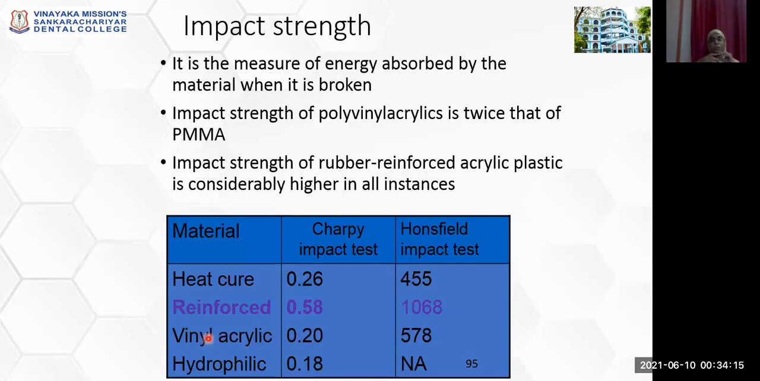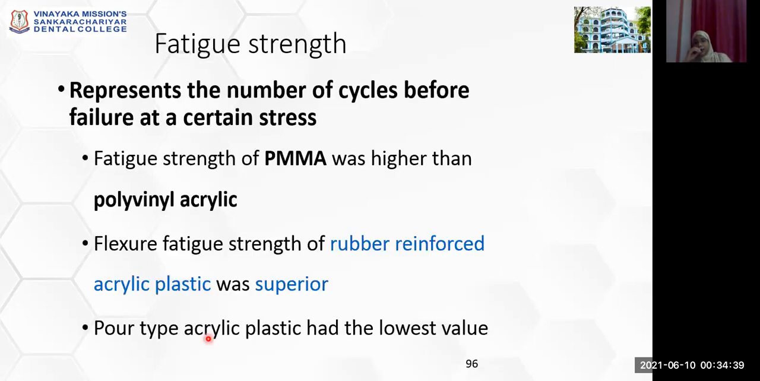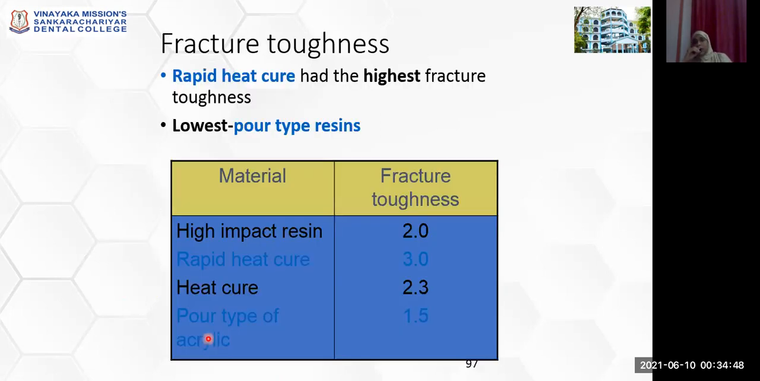The next property which we are going to see here is impact strength. Naturally, the traditional polymethyl methacrylate resins have reduced impact strength. In the table you can see that the heat cure resin has a very low impact strength, whereas when you reinforce it with certain materials, the impact strength has considerably increased. The fatigue strength of rubber reinforced resins was highest, and fracture toughness is high for heat cure, whereas it is least for the pour type of acrylic resins.